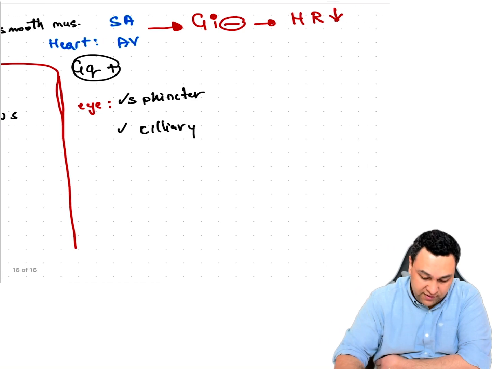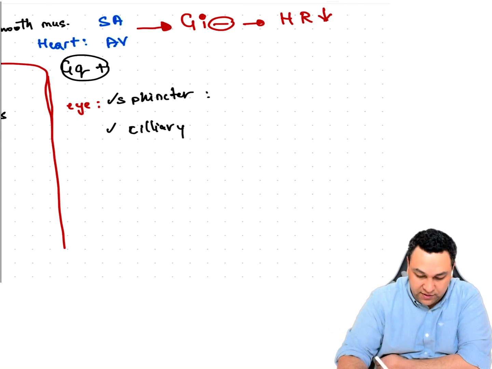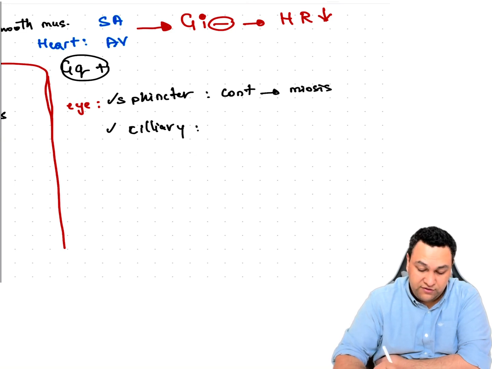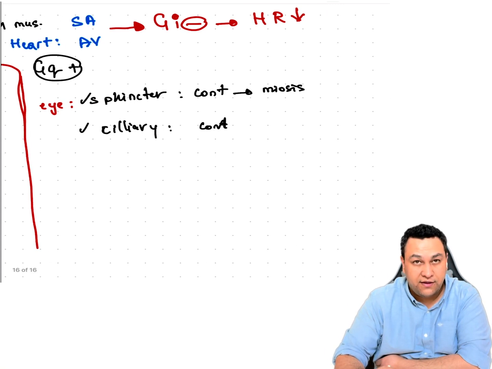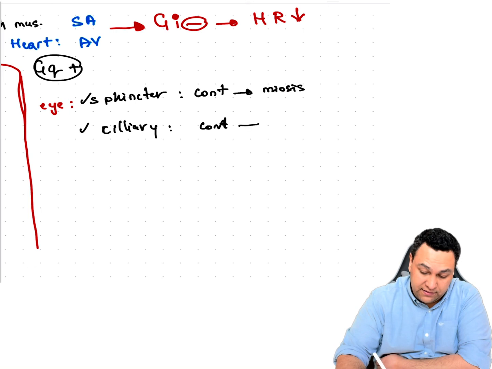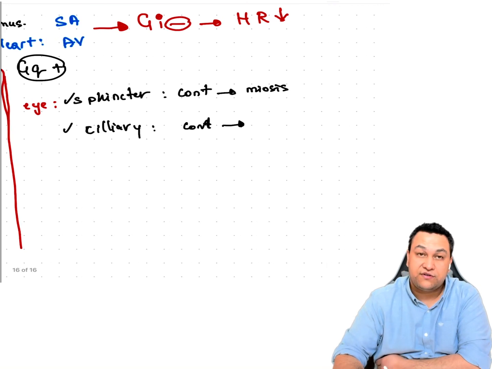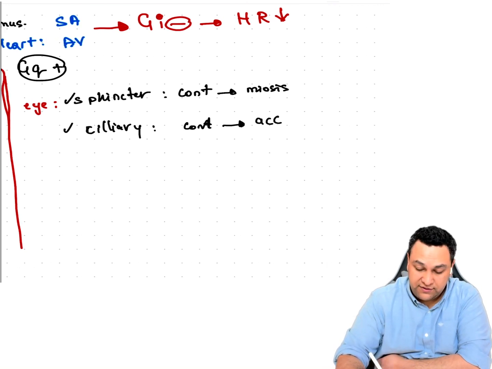Now, if we stimulate the sphincter muscles here, these muscles will go under contraction, and due to contraction, there will be miosis. And if we stimulate the ciliary muscles, again, they will go into contraction, because we say that it's a stimulatory pathway. And as contraction, it helps the people to accommodate for near vision. I mean, if something is getting closer, it means that the acetylcholine will be released, and they will stimulate the M3 receptors in ciliary muscles, and there will be contraction of the ciliary muscles, which helps us to accommodate for near vision.